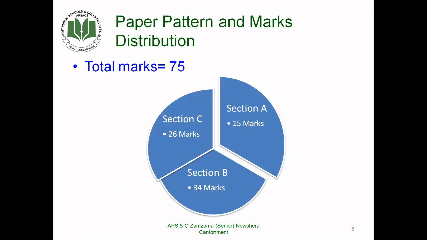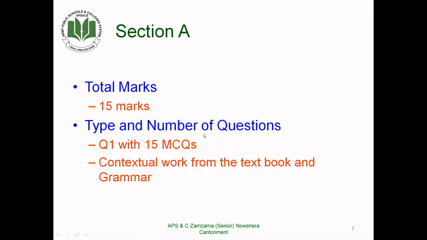Now come to the paper pattern and marks distribution. Total marks for our subject English are 75, and our paper is divided into 3 portions. Section A has a total of 15 marks, section B 34 marks, and section C 26 marks. Now let us check the details of sections A, B and C.